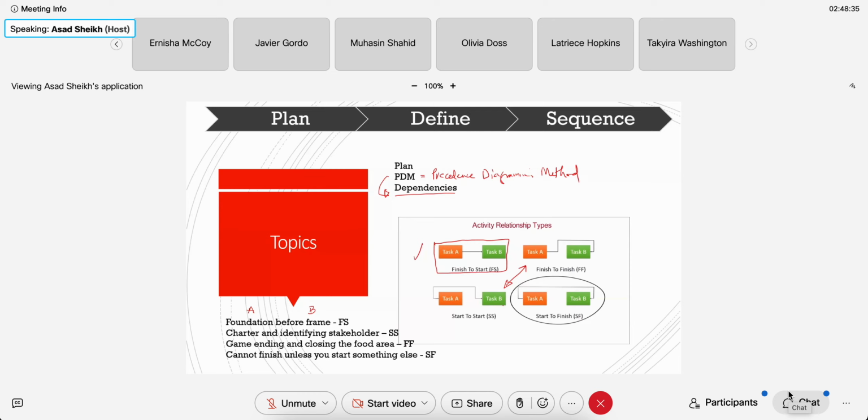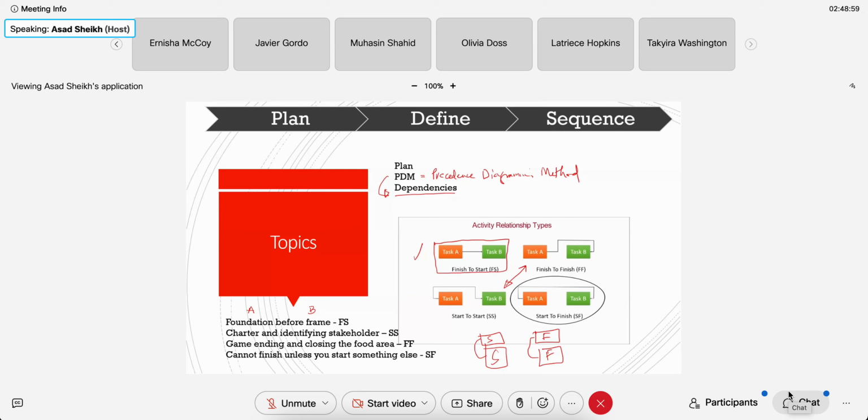These two could be used. Sometimes you have two activities starting at the same time, so you could have start to start, or you could have two finishing at the same time, so you could have finish to finish. They're both sort of finishing at the same time, or starting at the same time. You could use those, start to start and finish to finish.